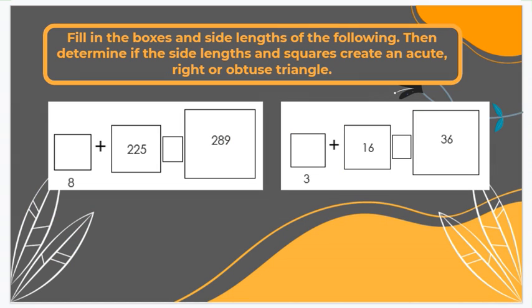All right, fill in the boxes with the side lengths and then determine if it is acute, right, or obtuse. This is just what we did on the last practice, but instead of having them formed around a triangle, you're looking at the side lengths and areas here.